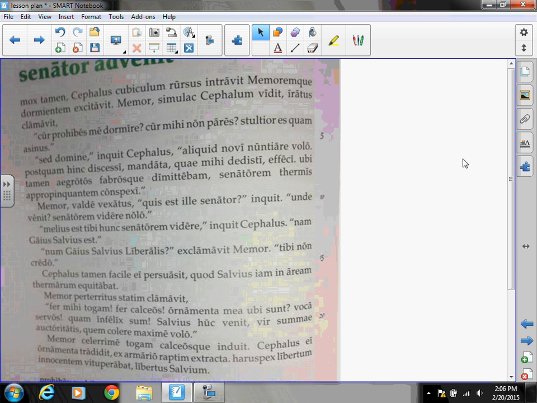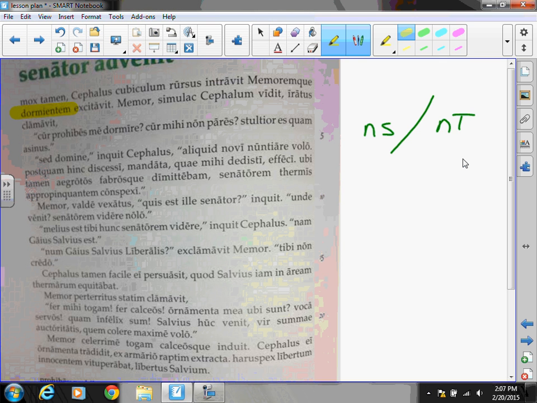Once you've done that, I will go through each one. So right now, I want you to hit pause and find all your participles. All right, welcome back. The first one that I see is dormientem. I see the NT. Remember, I've told you that NS or NT, both of those signify that present active participle that we were talking about. So the translation for dormientem is sleeping.